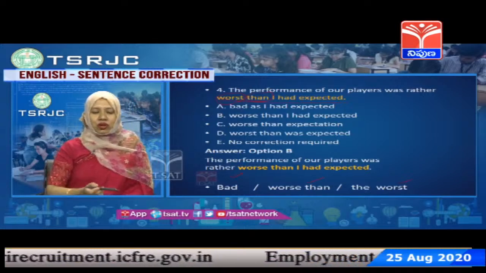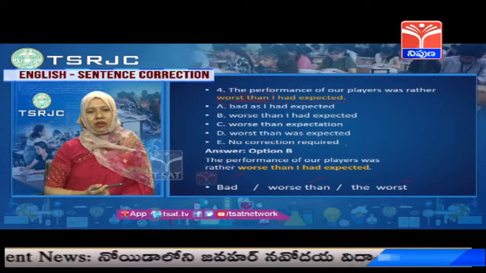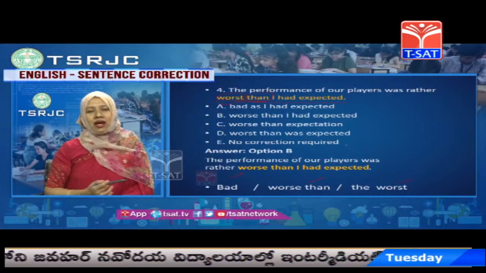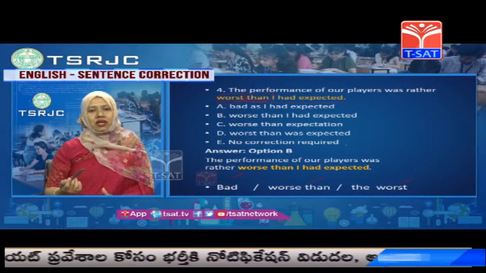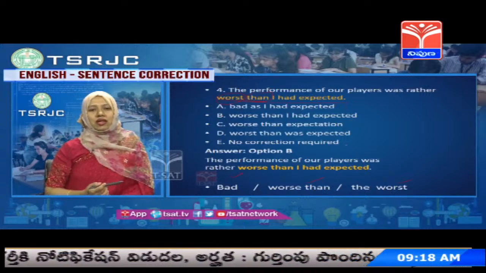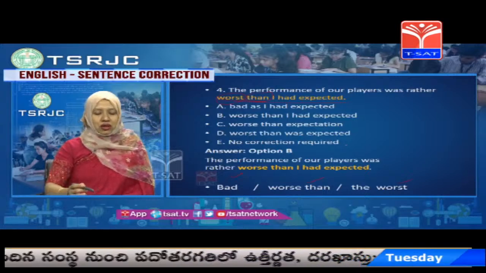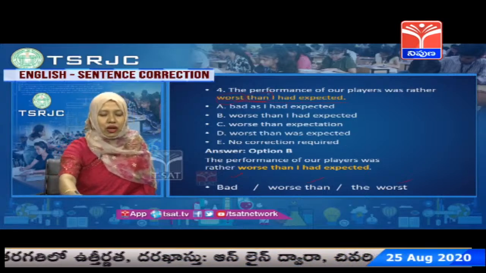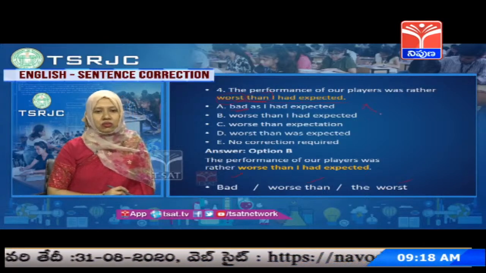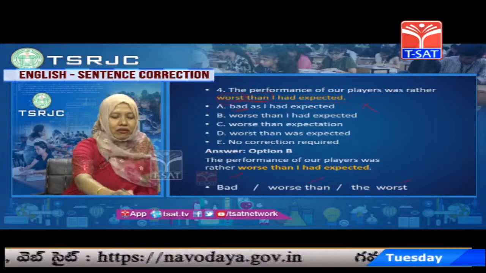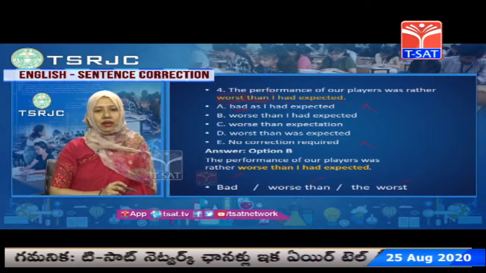So, what can be the appropriate answers? A, bad as I had expected. B, worse than I had expected. C, worse than expectation. D, worse than was expected. E, no correction required. If you see the correct options, because than is there, you cannot use bad. Bad is positive degree. So, eliminate this. This option is wrong. We have identified the mistake. So, option E is eliminated.